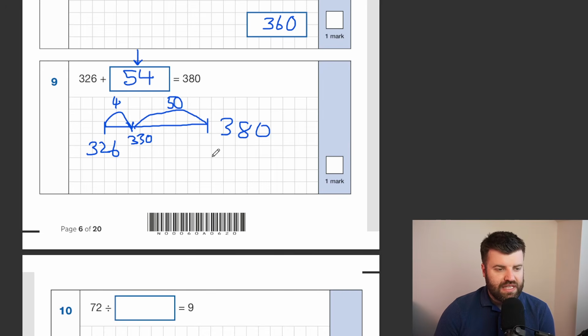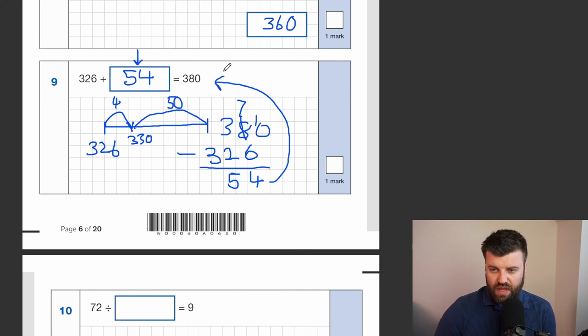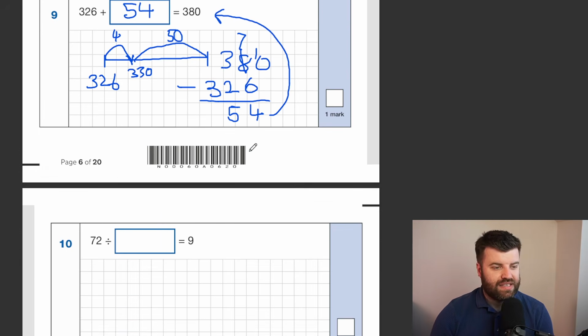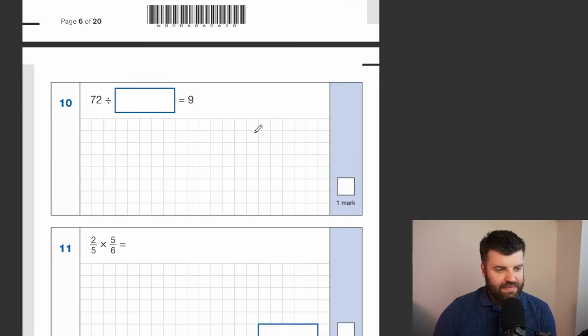If you're less confident with this method, just put it into a formal written method where we have 380 take away 326. You'll be lining your digits up much better than I am here. 0 take away 6, we'll do some exchanging. 10 take away 6 is 4, 7 take away 2 is 5, 3 take away 3 cancels. We still got 54. It just goes to show, what method are you more confident with? As long as you get the right answer, it's okay. It doesn't matter too much.